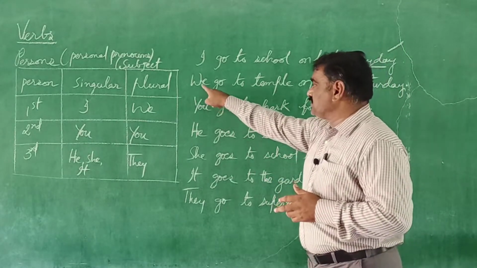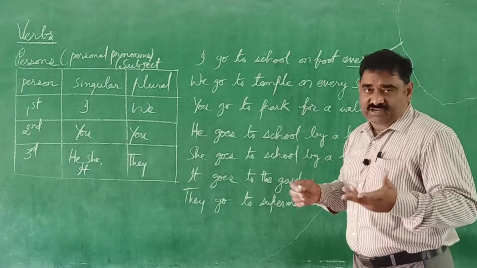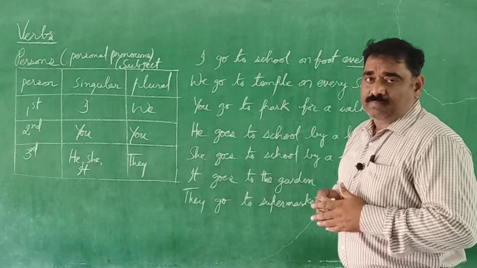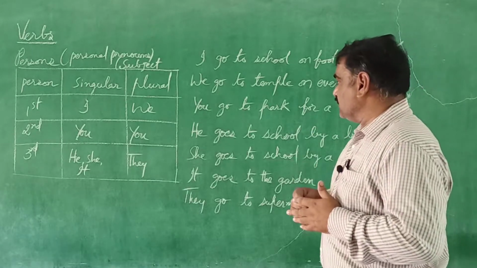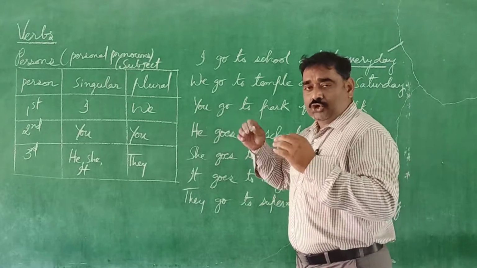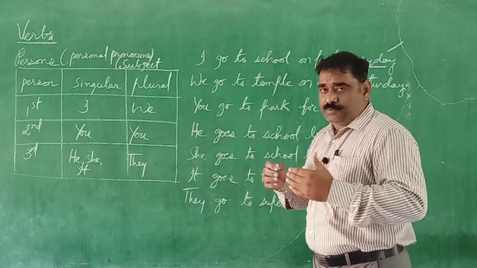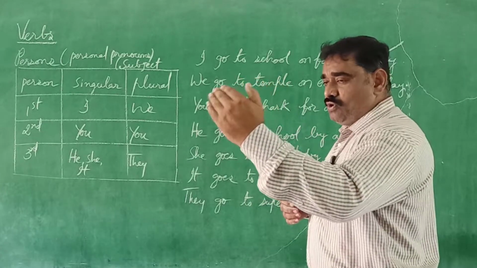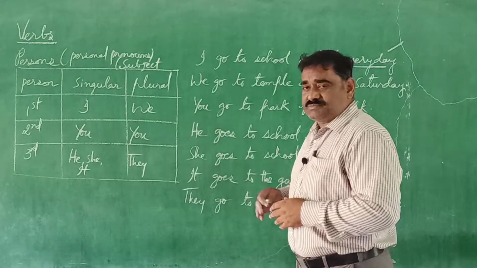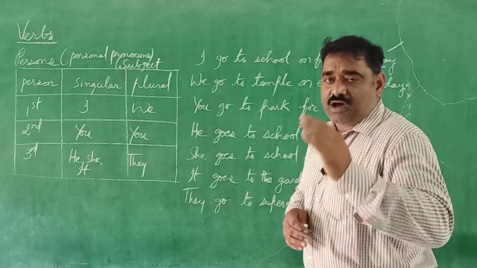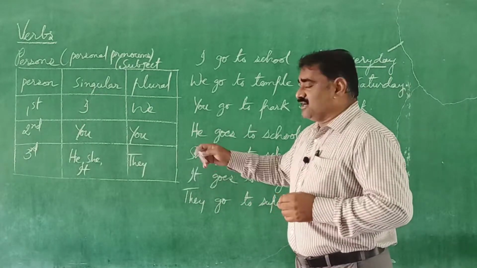Like that, first person plural: we go to temple on every Saturday, or we go to school on foot every day. I go to school, we go to school. Both belong to simple present tense. Like that, second person: you itself is singular and you itself is plural. You go to the park for a walk. Suppose I use the sentence to a particular boy or girl, in that case you is singular. If I use the same sentence to a group of boys or girls, that time the subject is plural.